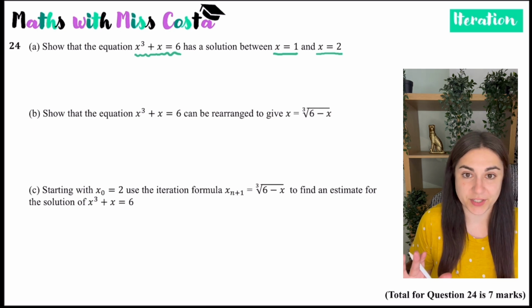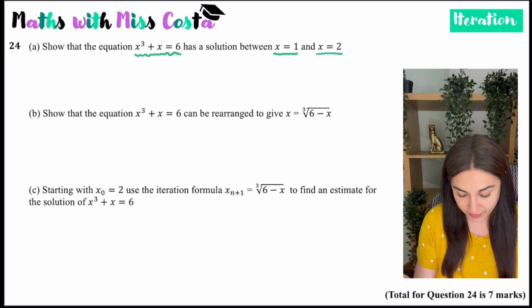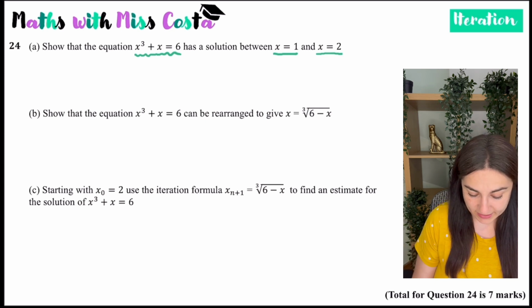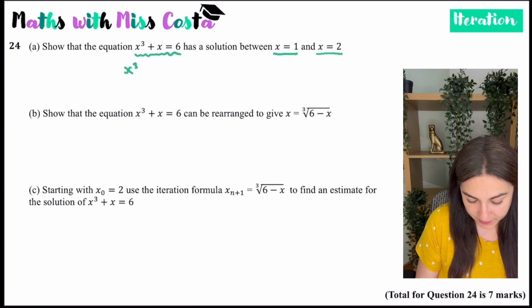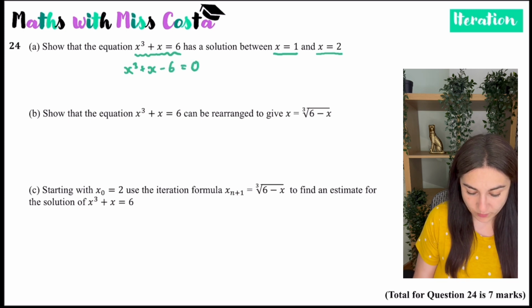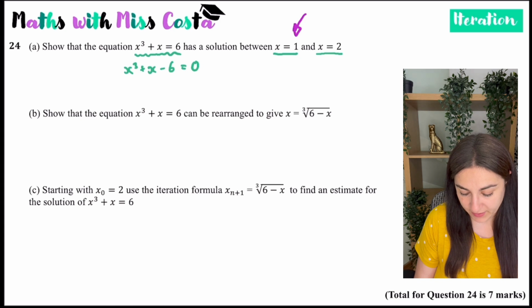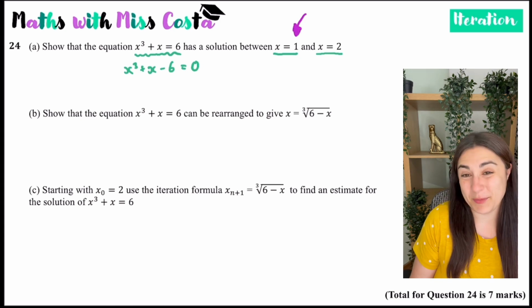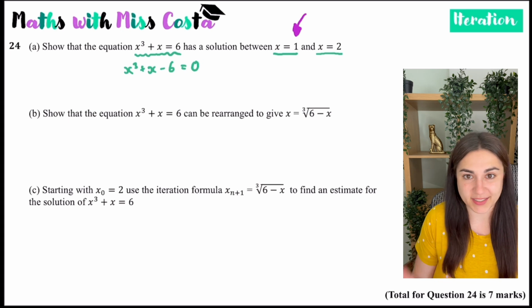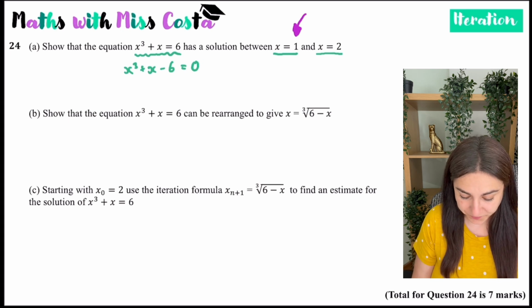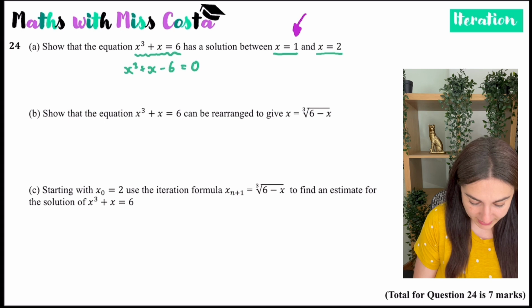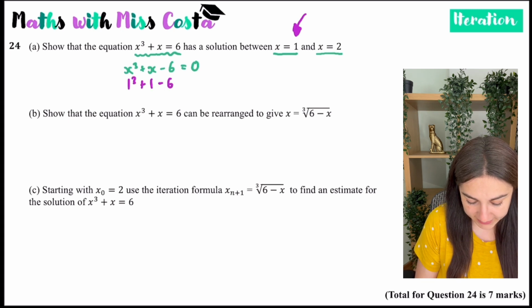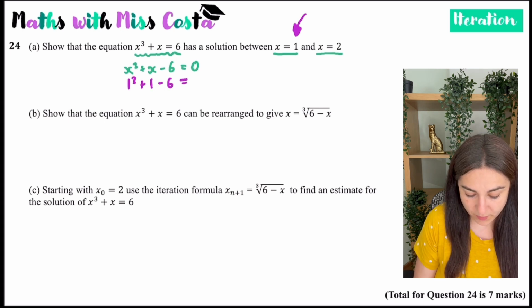The first thing you want to do when you've got a question like this is to rearrange it to make it equal to 0. So x cubed plus x minus 6 equals 0. And then what we want to do is substitute the values that they've given us. Most of the time it's already going to be equal to 0, but just in case it isn't, I put one like this. So we'd say 1 cubed plus 1 minus 6 equals, so 1 cubed, 1 plus 1 is 2, 2 minus 6 is minus 4.